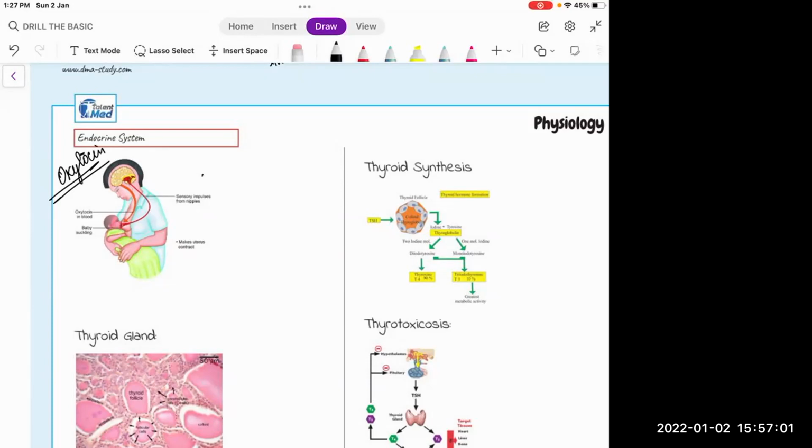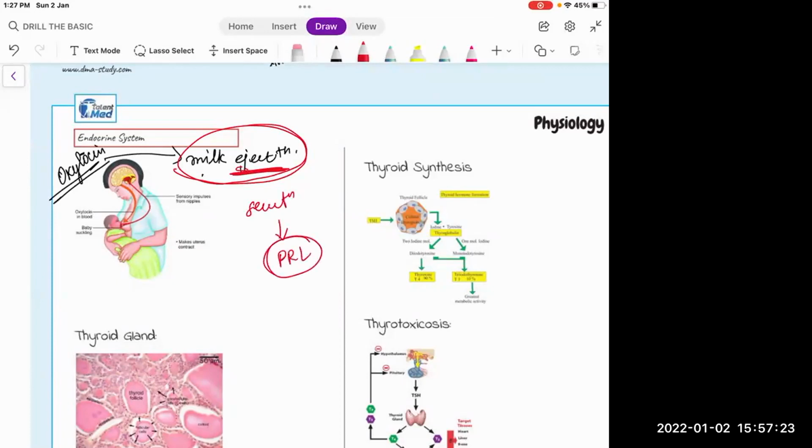And another function of oxytocin is in the process of milk ejection. See, again another twisty concept over here. Oxytocin is a milk ejecting hormone, but milk secretion is by the prolactin. Don't get confused. Milk secretion, production is by prolactin. Whatever milk is produced by the prolactin in the mammary gland is stored in the mammary gland, but it will be ejected, released by the oxytocin.